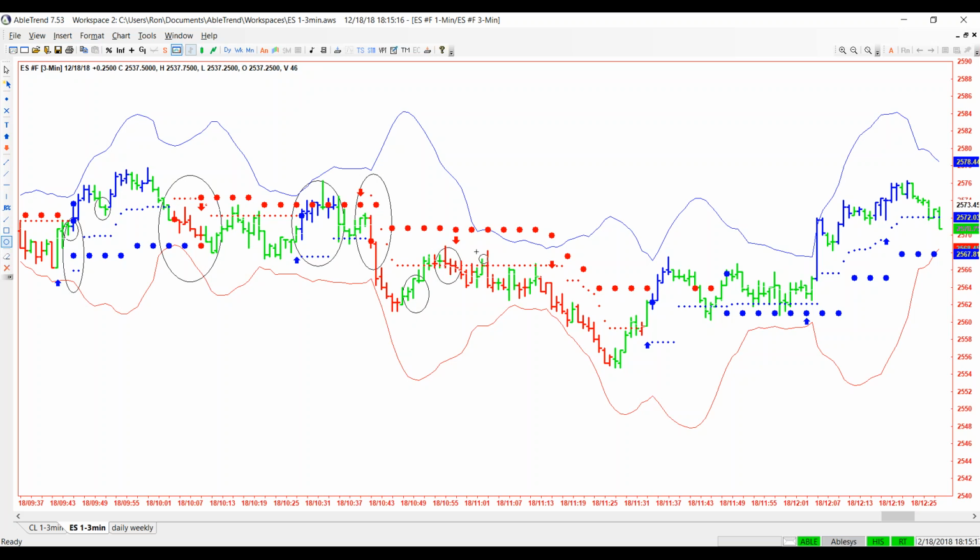Sweet spots here, but would have been stopped out. Got to be fair about it. I'm going to lose a point on that trade because there's the next higher red dot. This red dot's slightly higher than these red dots. So your stop loss always goes at the second higher small red dots. It would have been stopped out there.